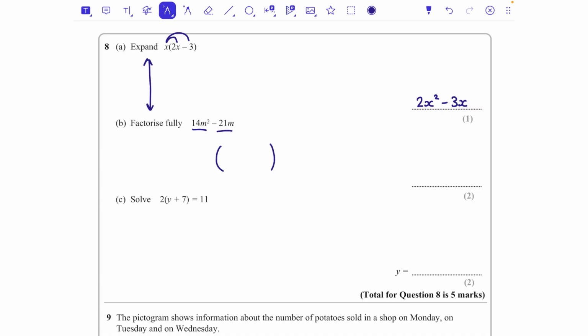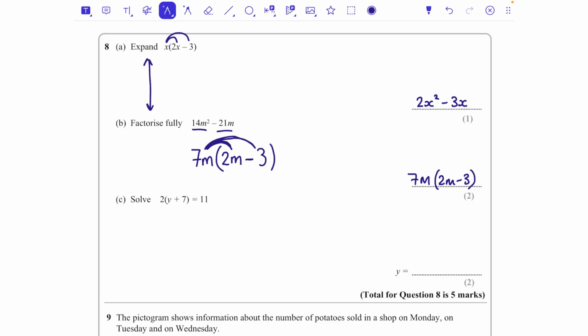So 14 and 21 are both in the 7 times table, and both of those terms have an m in them. Then we need to think 7m multiplied by what would give us 14m squared. So we're going to need 2, because 7 times 2 is going to give us 14. And we're also going to need another m, because m times m would make us m squared. Then for the second term, I've got a minus, and I'm going to need to multiply it by 3. 7m multiplied by 3 would give me 21m. So that's going to be my answer there, 7m(2m minus 3).